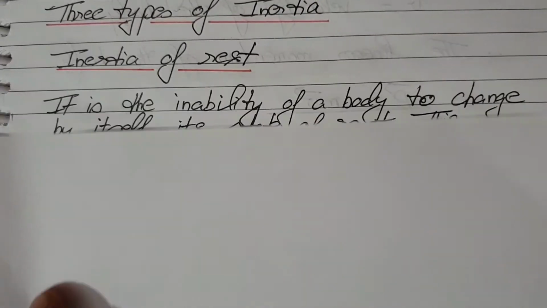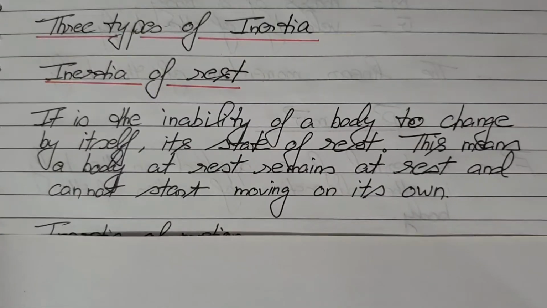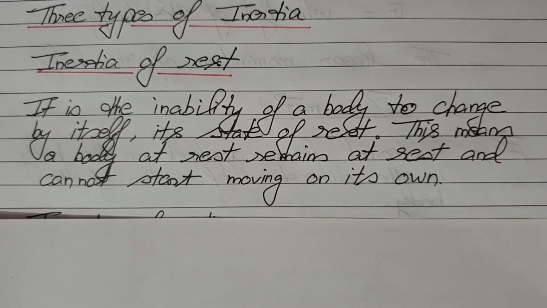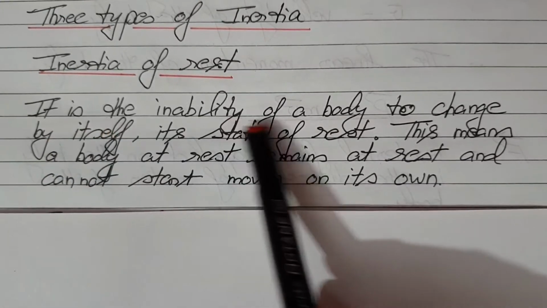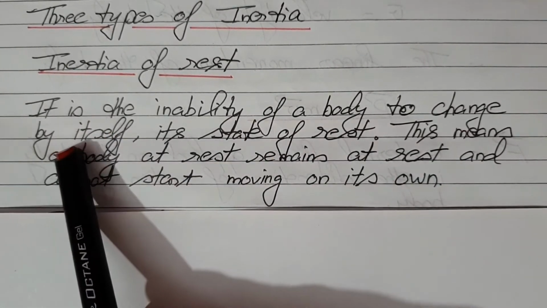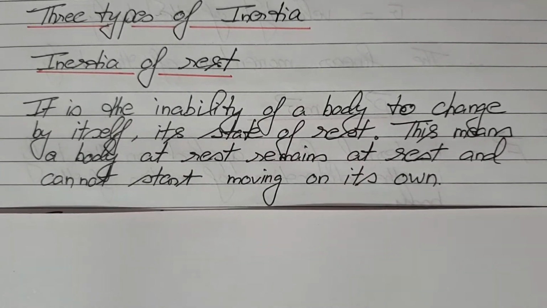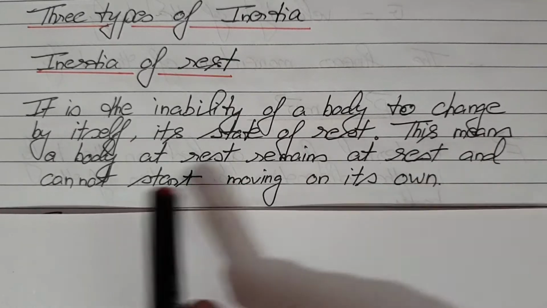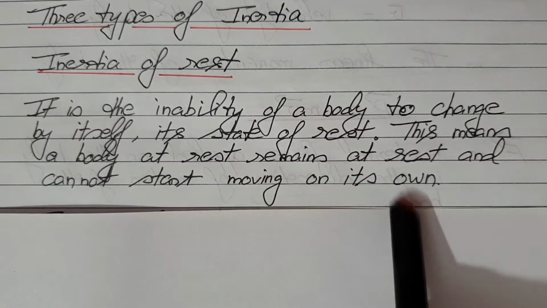Now there are types of inertia. Now what types of inertia are there? First of all, we'll discuss the inertia of rest. Inertia of rest is the inability of a body to change by itself its state of rest. That means if a body is at rest, it will continue to be at rest. This means a body at rest remains at rest and cannot start moving on its own.